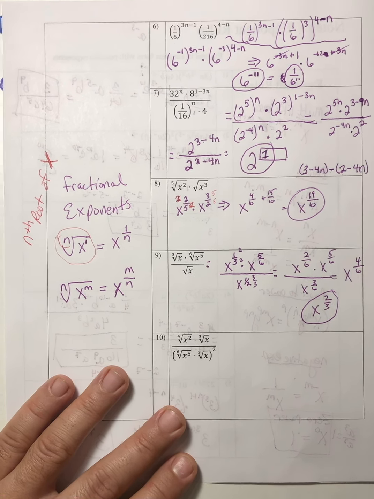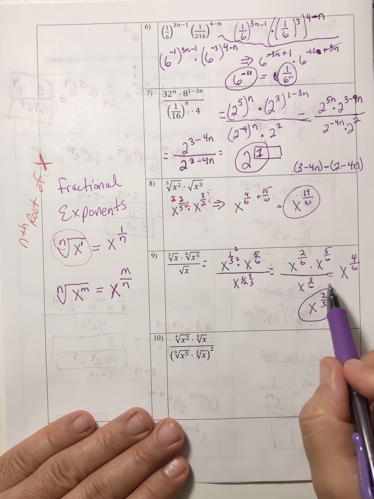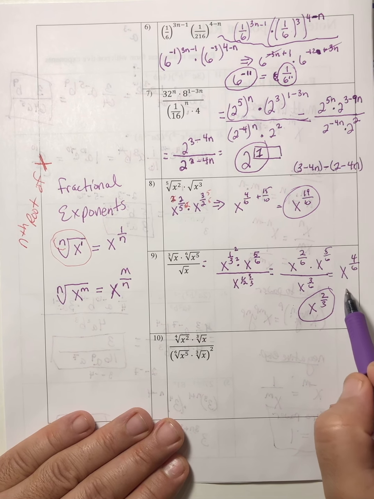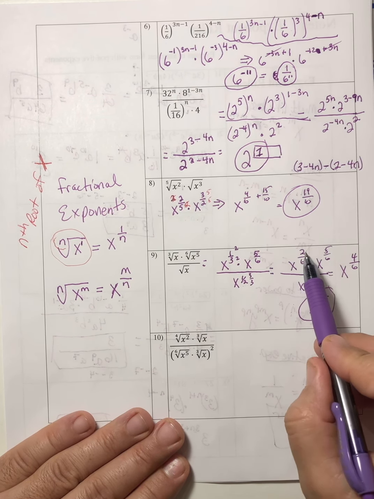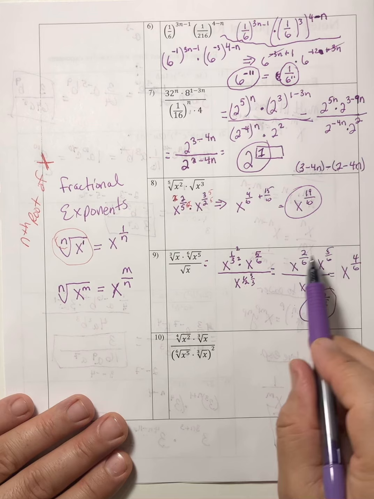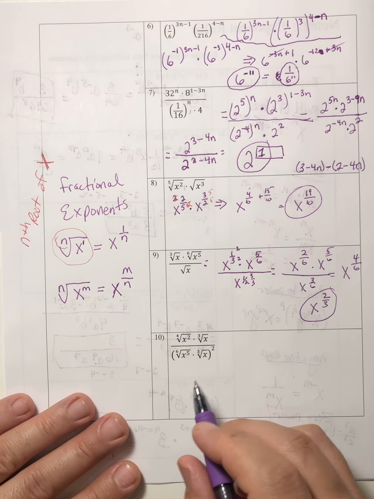If this was a negative 2, I would have had it on the bottom, but I would have seen that once I did 2 plus 5 minus 3. So I'll get all your denominators the same, boom, do your work. It's not that hard.